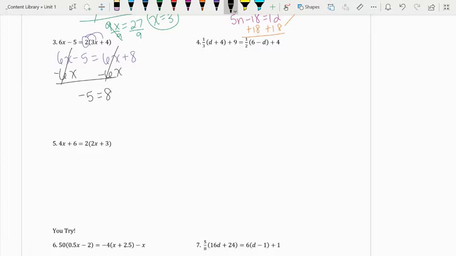Because my variable is gone, there's nothing left to solve for, so we look at this statement, -5 equals 8, and we think, is that true? Well, no, -5 doesn't equal 8, so our answer is no solution. Okay, now you can write out the words no solution, or you can use the symbol that I boxed here, which is what I will use whenever I have no solution.